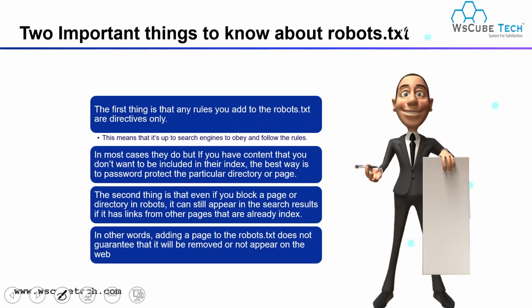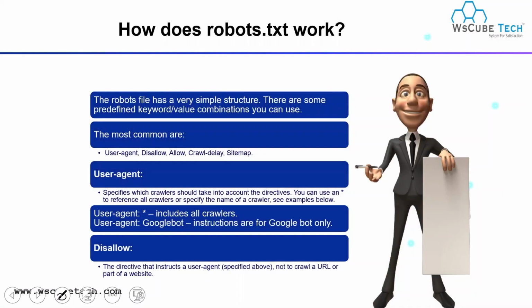The second thing is that even if you block a page or directory in robots.txt, it can still appear in the search results if it has links from other pages that are already indexed. In other words, adding a page to the robots.txt does not guarantee that it will be removed or not appear on the web. So these are the two most important things about your robots.txt file.